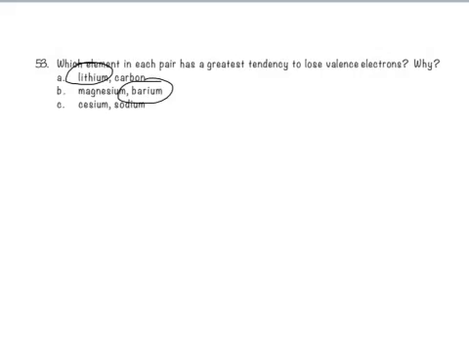And then cesium and sodium, once again, it's going to be cesium, largely because they have the same number of valence electrons. They both have 1, but cesium's are clear out in the 6th energy level compared to sodium, which is in the 3rd energy level. The further away they are from the nucleus, the easier they are to lose.